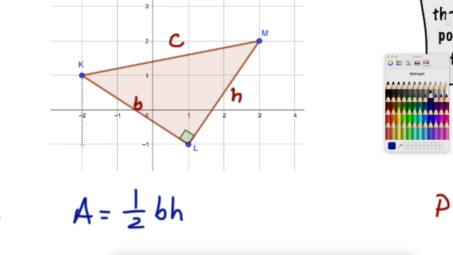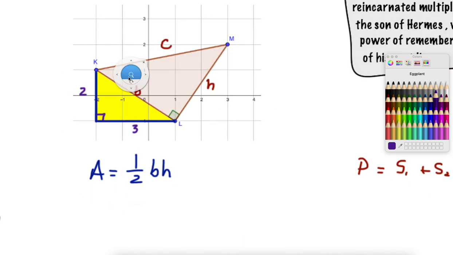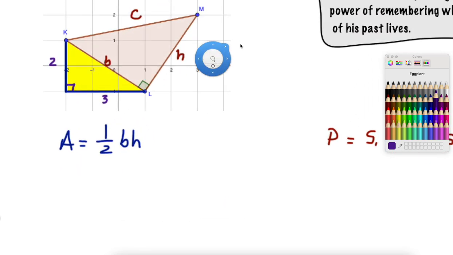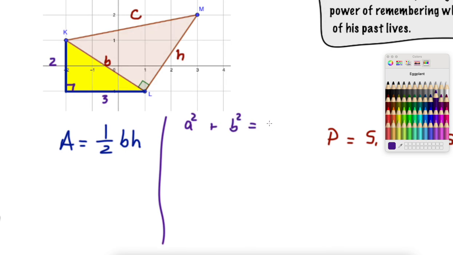I can make a right triangle here, right on this graph. And let's make it yellow. So I've got this yellow triangle. I know this is a right triangle because this is a horizontal and vertical line. And I know this length is 2 and this length is 3. So how can I find B? Well, I'm going to use the Pythagorean theorem again. So let's see, we'll put it right here. 2 and 3 are my legs of this right angle.